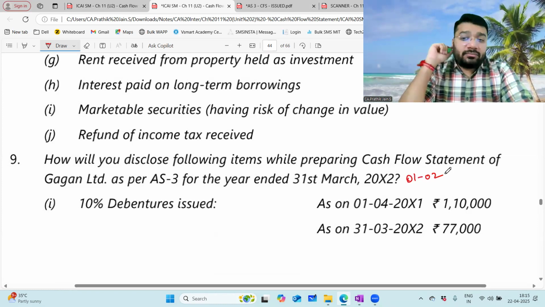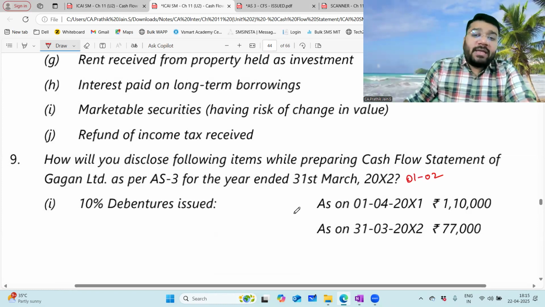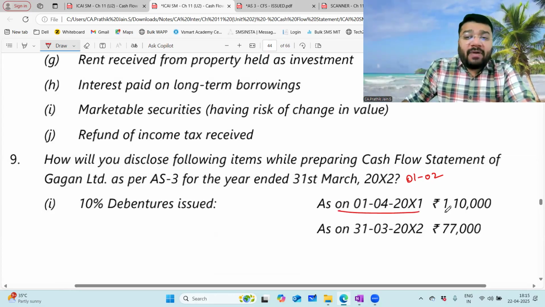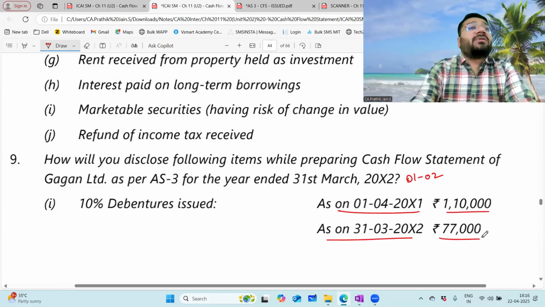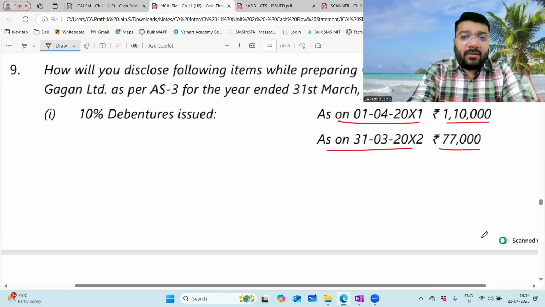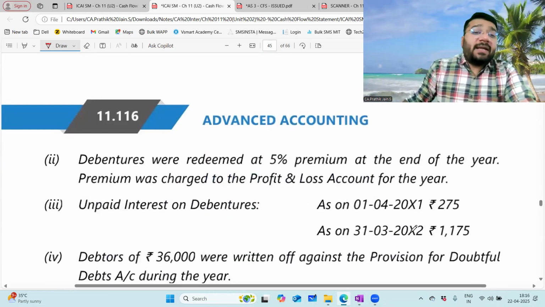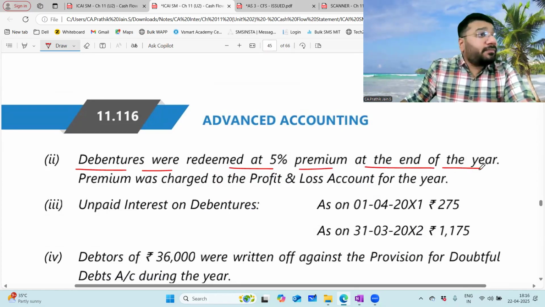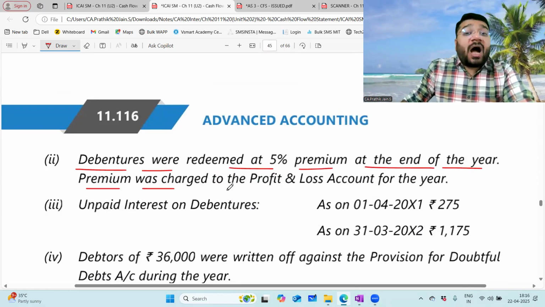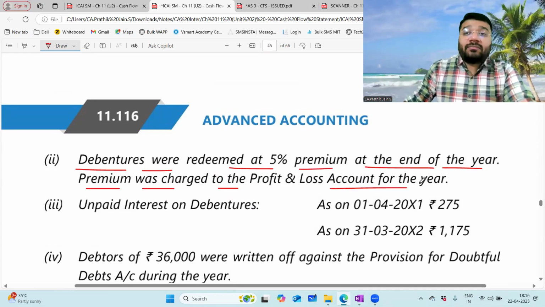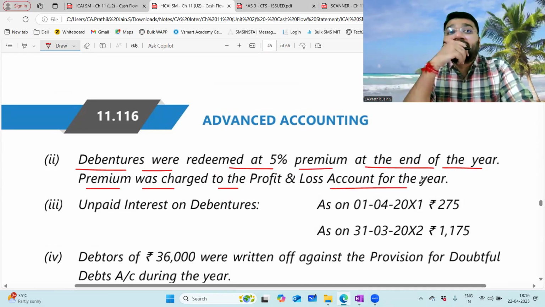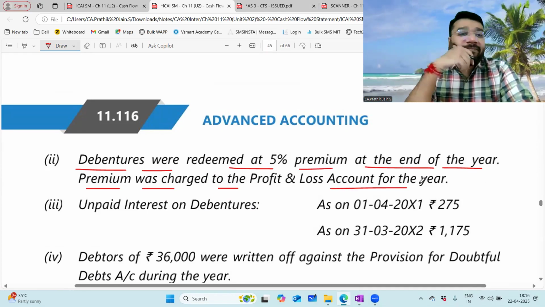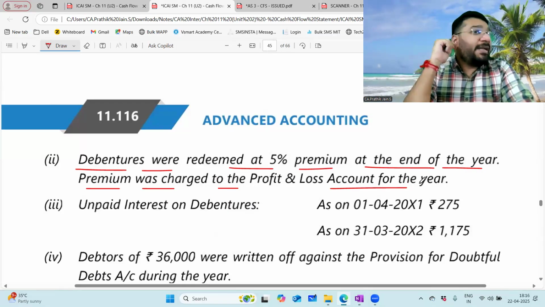10% debenture. There is an opening balance as on 1/4/2001, 110, and a closing balance of 77,000. Debentures were redeemed at 5% premium at the end of the year. The premium was charged to the P&L account of that year. We need to reverse it from the P&L.